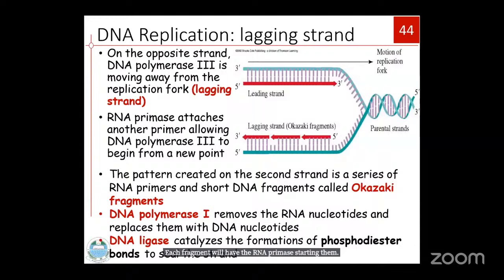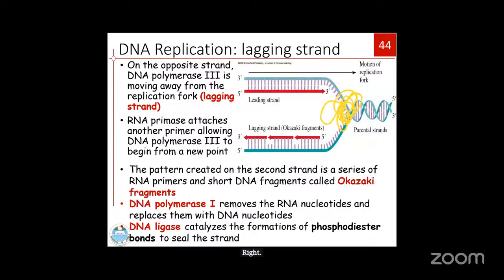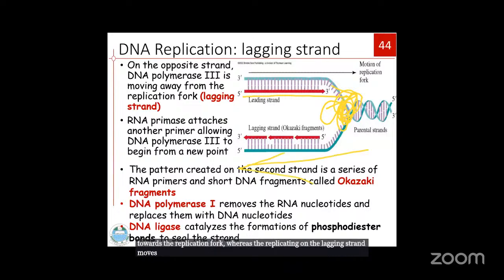So on the lagging strand, DNA replication occurs in the opposite direction, moving away from the replication fork. This is the replication fork at this center that looks like a Y. It's known as the replication fork, right? So DNA replication on the leading strand moves towards the replication fork, whereas DNA replication on the lagging strand moves away from the replication fork. Okay.